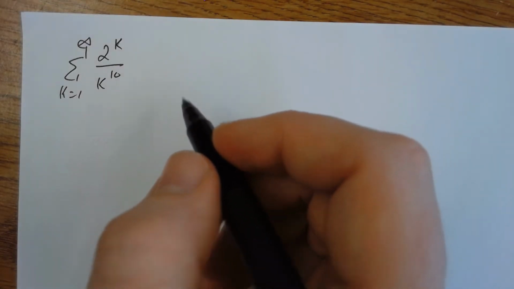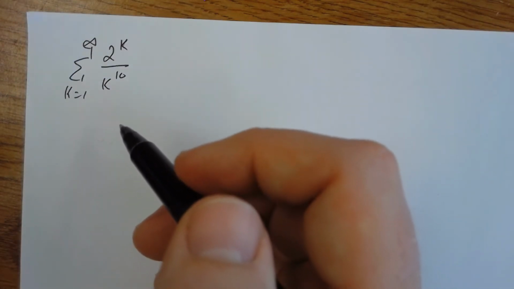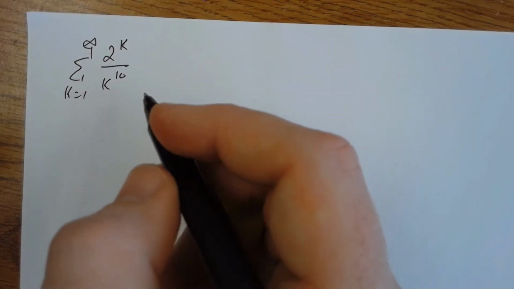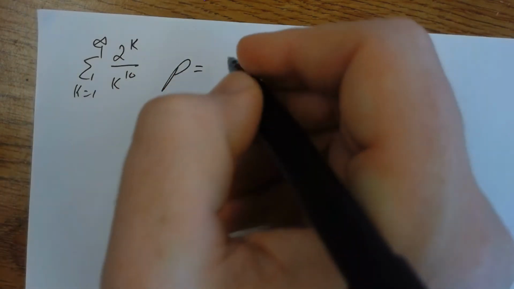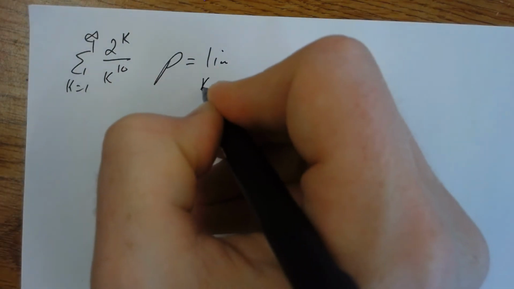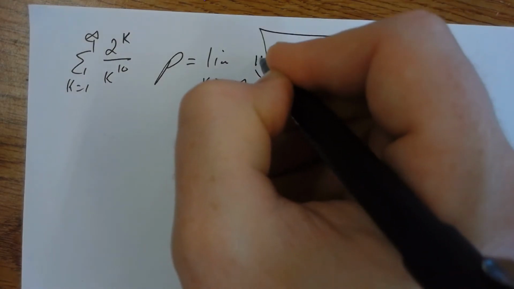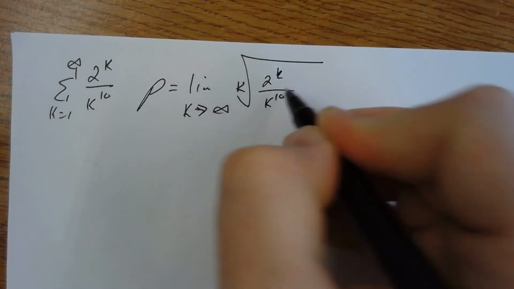It is also possible, a viable option, to attempt to use the ratio test on this, but there might be some conclusionary issues that can cause problems. So let's start with this and work with rho, which is equal to the limit as k goes to infinity of the kth root of the entire thing, 2 to the power of k divided by k to the power of 10.